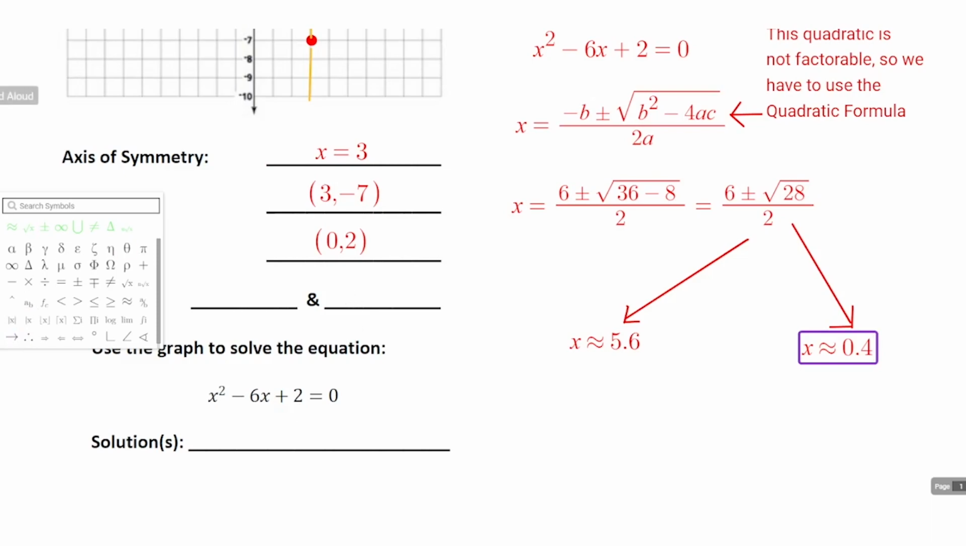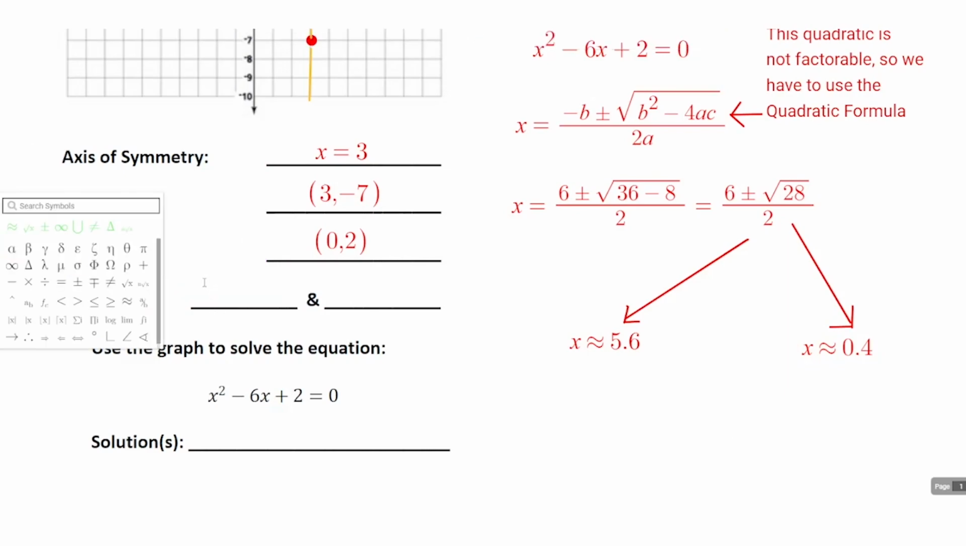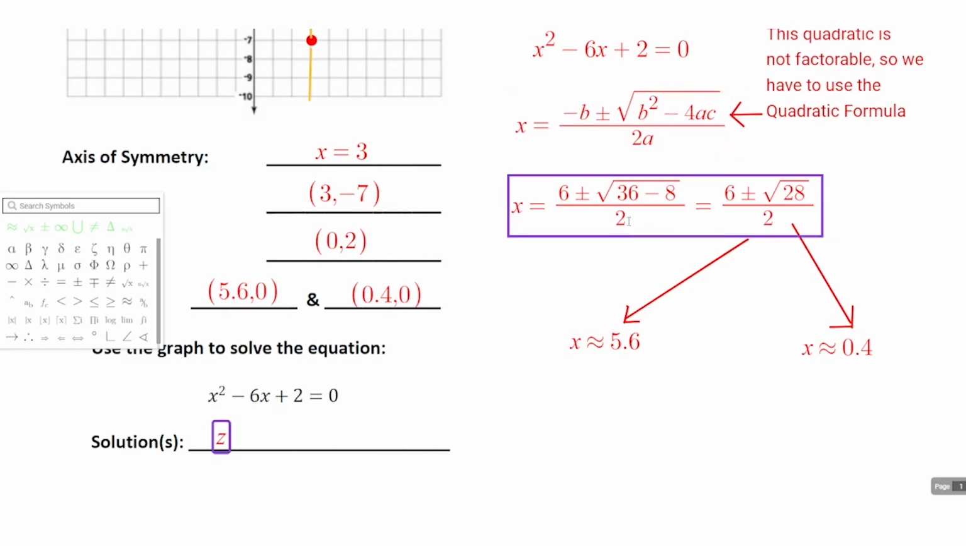And so these are my two solutions and my two x-intercepts. So I got one at 5.6 comma 0. And one at 0.4 comma 0. All right, those are the solutions to this equation. You can see the work that we did over here. We just used the quadratic formula.